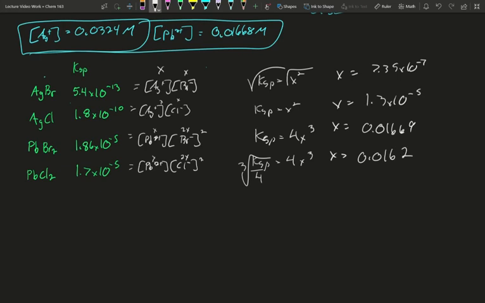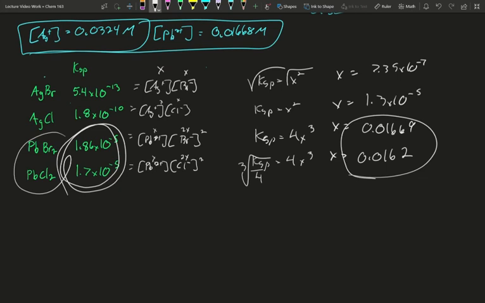If you think about our values for a minute, our silver chloride has a larger KSP than our silver bromide. 10 to the minus 10 is bigger than 10 to the minus 13. And so we should have more of it dissolve, and that's what we actually see. The concentrations we get are about 2 orders of magnitude larger for the chloride salt there. Lead bromide and lead chloride are pretty close. We find that our concentrations we calculate out are also pretty close.